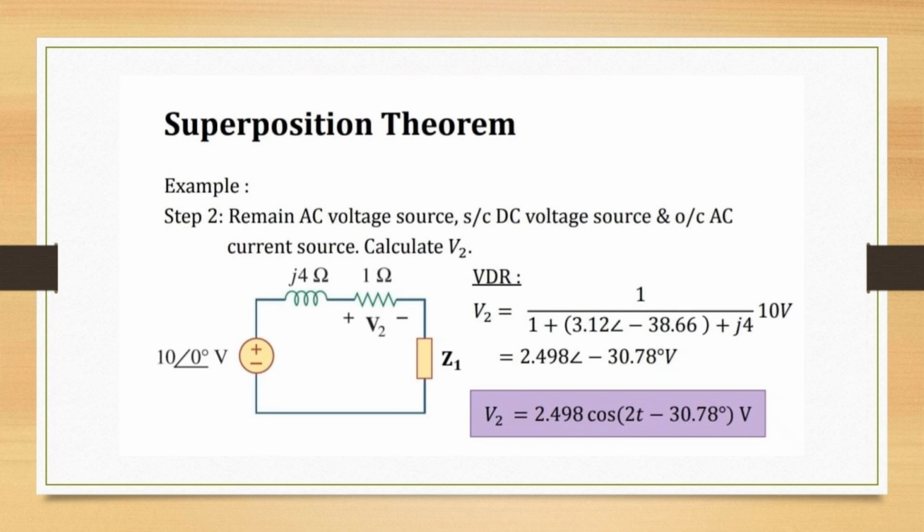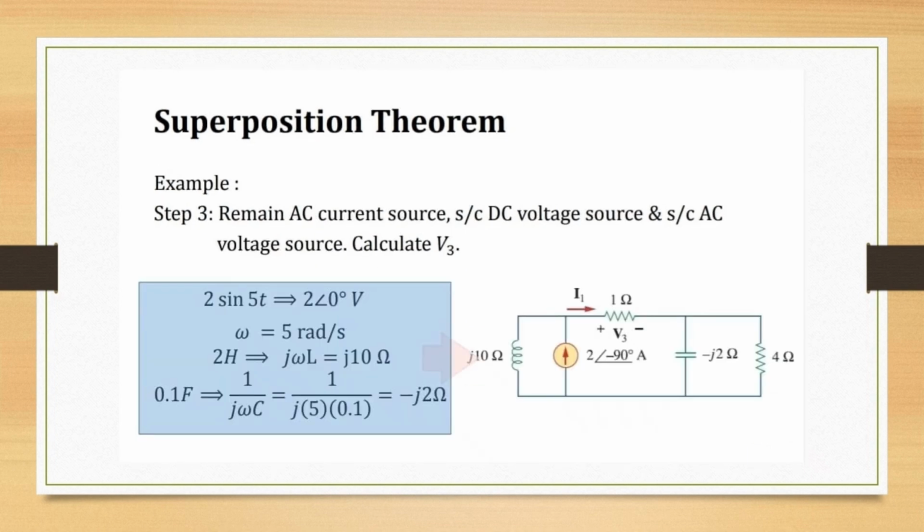Now here we find V2 by using the voltage divider rule. So this is the final answer we get for V2. As you can see, the AC current source remains as it is, and we short circuit the DC voltage source and also short circuit the AC voltage source. And here we calculate V3.